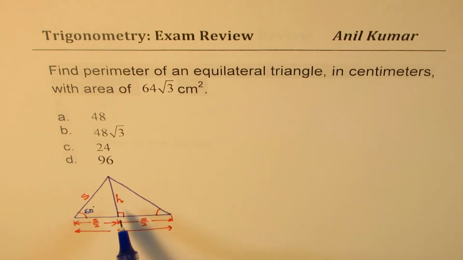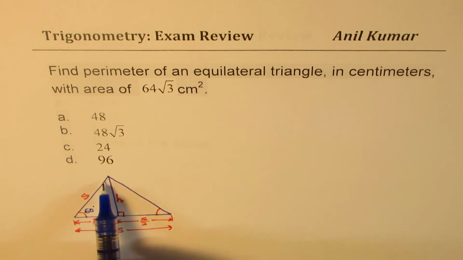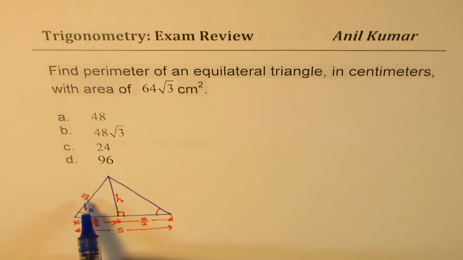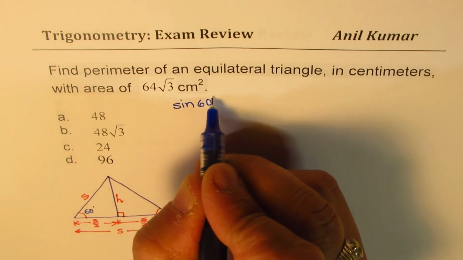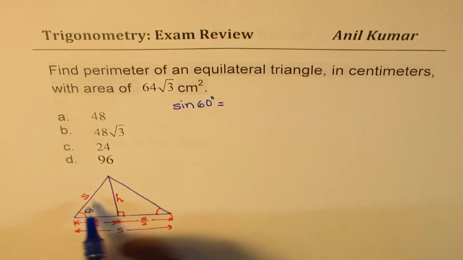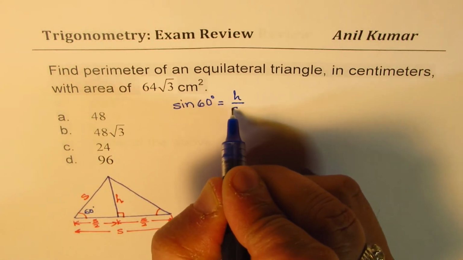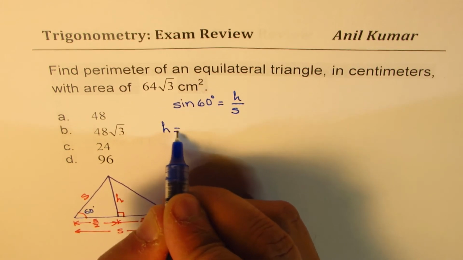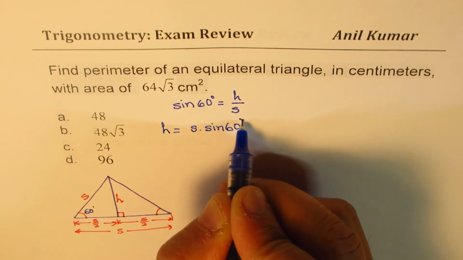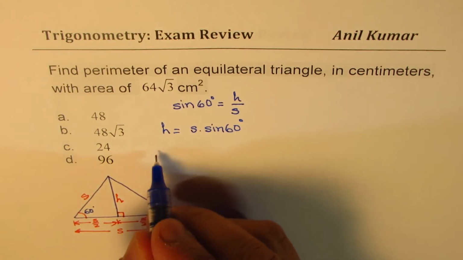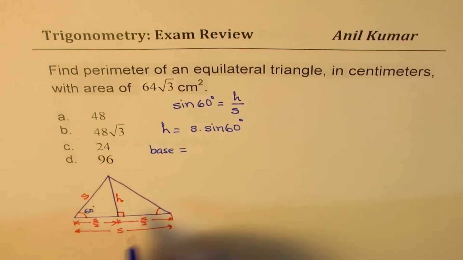To find the height, we can use trigonometry. We know one of the sides, which is the hypotenuse, as S. So in terms of S, let us find the height. We know sine of 60 degrees is equal to height over S. If you rearrange, you get height equal to S times sine of 60 degrees. And in this particular case, the base of the triangle is equal to S itself.